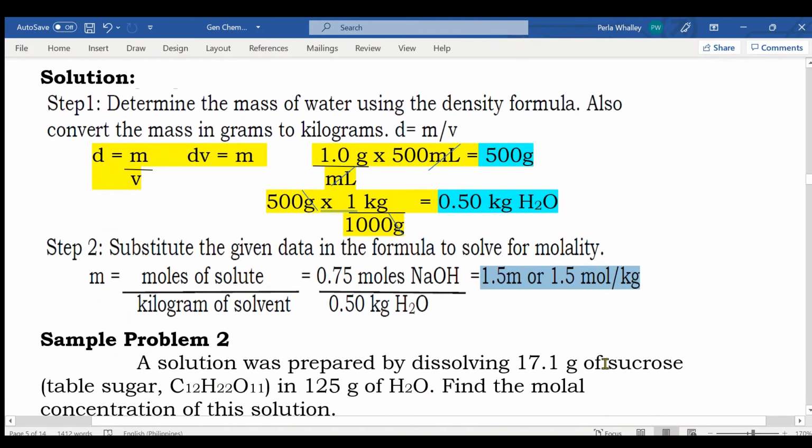Next, step 2. Substitute the given data in the formula to solve for molality. m is equal to moles of solute divided by kilogram of solvent. So the moles of solute is 0.75 moles of sodium hydroxide divided by the mass of water in kilogram, which is 0.50, is equal to 1.5 molal, or 1.5 mole of sodium hydroxide per kilogram of water.